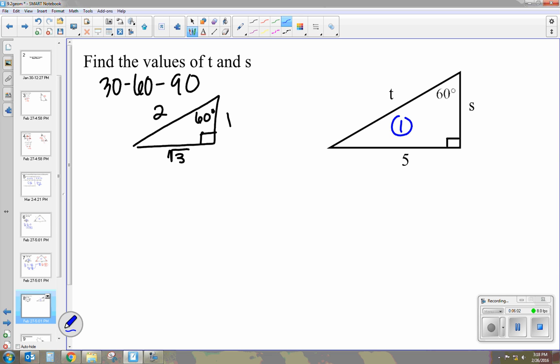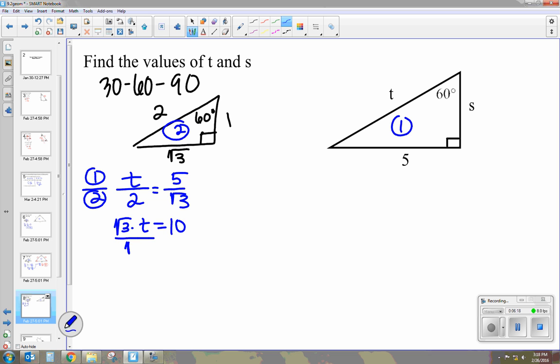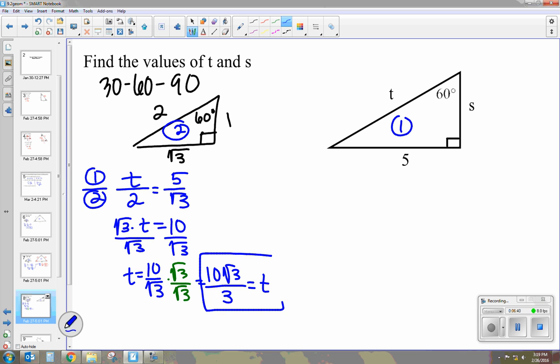So set up our first proportion, and we're going to solve for t first. So it's going to be t over 2 equals 5 over the square root of 3. Cross multiply and then divide. So t equals 10 over the square root of 3. But don't forget, we cannot have a radical in the denominator, so we have to multiply by the square root of 3 on top and bottom. And so we get 10 square roots of 3 over 3 is our value for t.